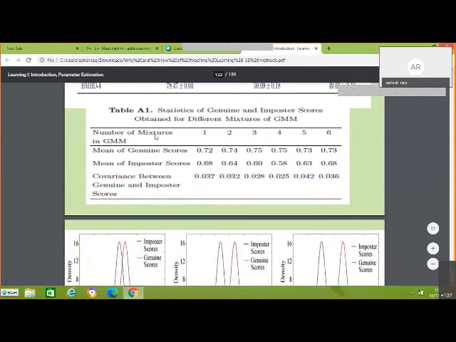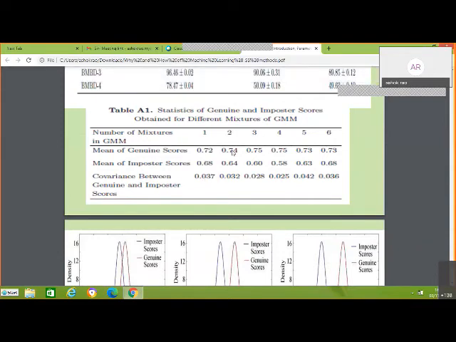Number of mixtures: 1 means no mixture, single Gaussian, the original data. What was the mean of the genuine score? It was 0.72. What was the mean of the imposter score? 0.68. What is the covariance between the two? 0.037. What do I want? I want a very high value of this, a very low value of this, and a very low value of this. Then the separation is very good.